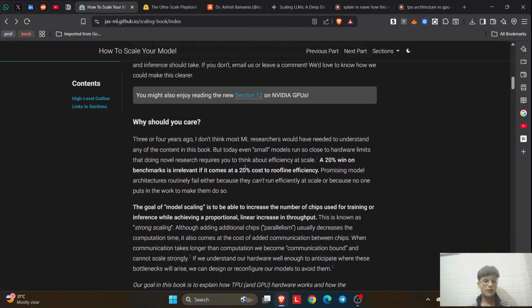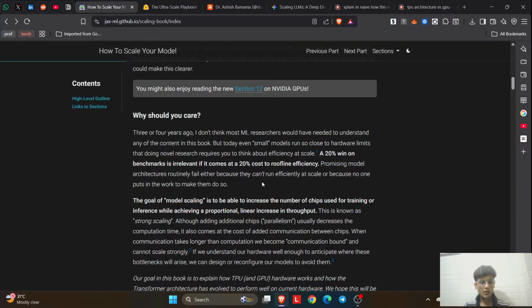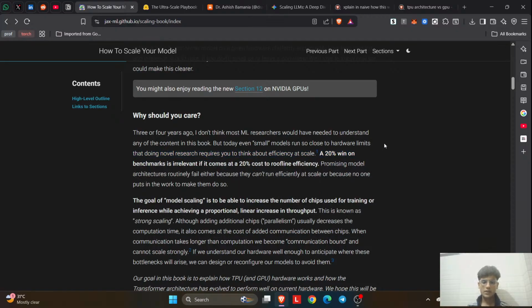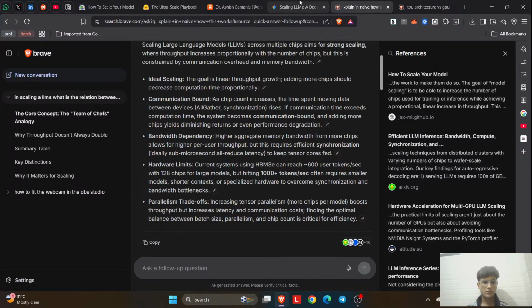Why should you care? Three or four years ago, I don't think most ML researchers would have needed to understand all the content in this book. But today, even small models run so close to hardware limits that doing novel research requires you to think about efficiency at scale. A 20% win on benchmarks is irrelevant if it comes at a cost of 20% to roofline efficiency. What does roofline mean?